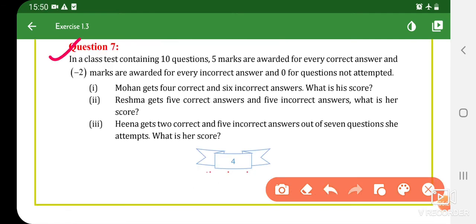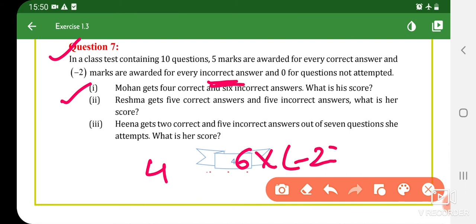In a class test containing 10 questions, 5 marks are awarded for every correct answer and minus 2 marks are awarded for every incorrect answer, and 0 for questions not attempted. So the first question is: Mohan gets 4 correct and 6 incorrect answers. What is the score? For 6 incorrect answers, marks awarded are minus 2 each, so when we multiply by minus 2, the deducted marks are minus 12.